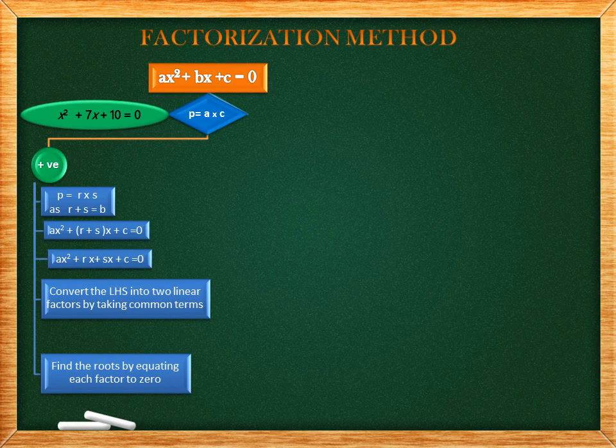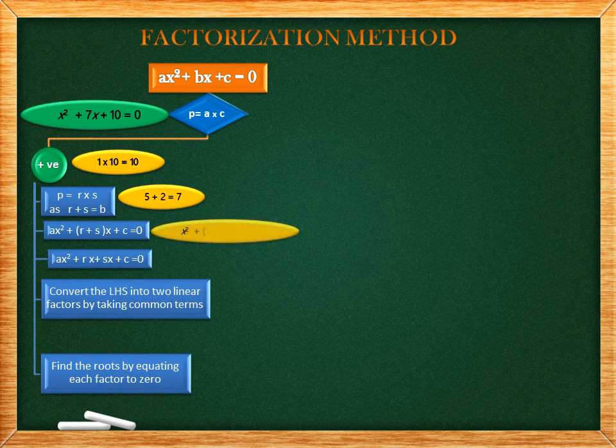Now the equation is x square plus 7x plus 10 is equal to 0. Let's move ahead with the help of the flowchart. First of all we have to find the product of a and c, which is 1 into 10 is equal to 10. Now we have to find two factors of 10 such that the sum of the factors must be equal to 7. So we know 5 into 2 is equal to 10. So 5 and 2 are the two factors which sum together as 7. So we can write 5 plus 2 is equal to 7.